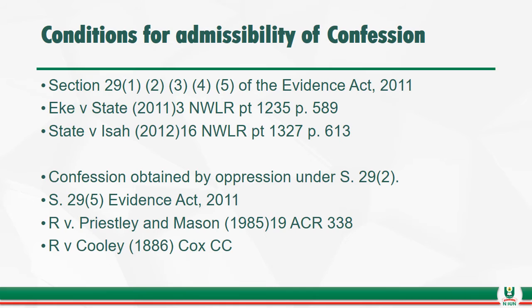Now, before a confessional statement can be admissible in court, it must be made without oppression. That's the essence of section 29. Now, the next question is, what do we mean by oppression? Section 29, subsection 5, defines oppression as used in subsection 2. It says, in this section, oppression includes torture, inhuman or degrading treatment, and the use or threat of violence, whether or not amounting to torture.